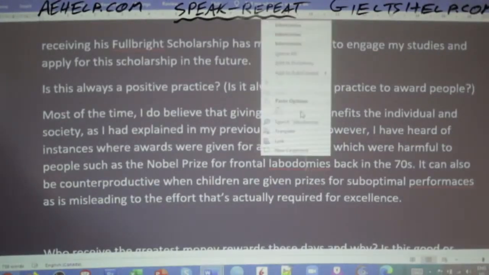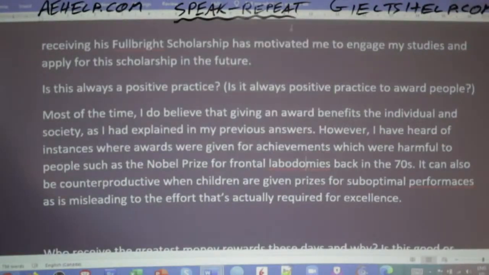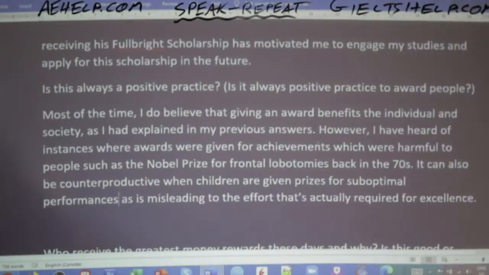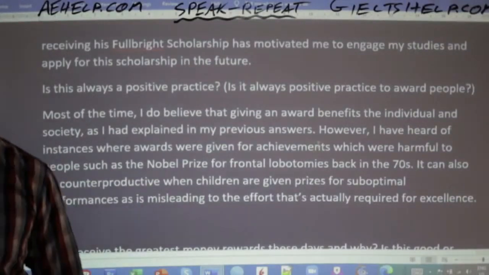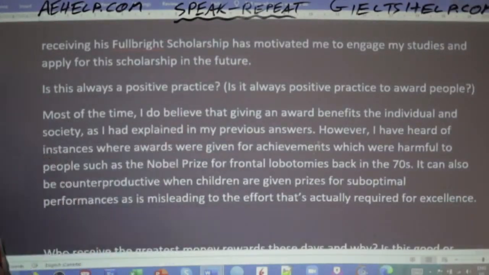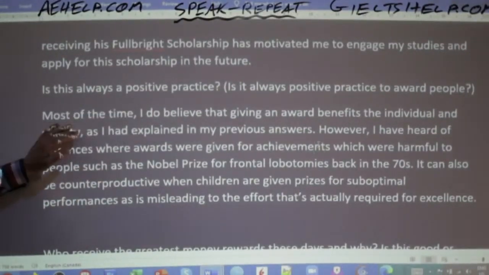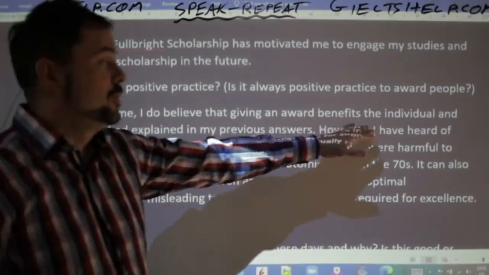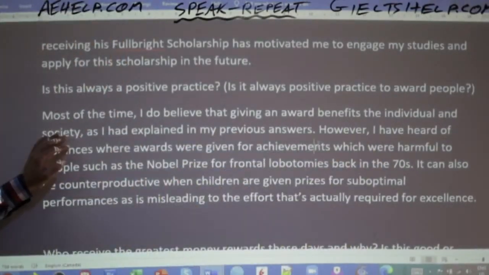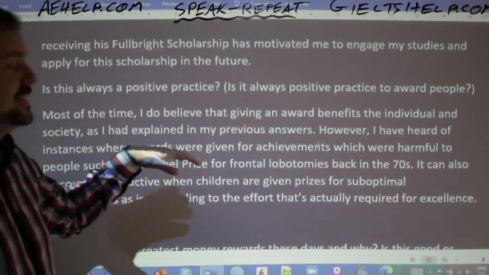So maybe a little bit of personal opinion in here as well, but this is true, and I thought I would kind of share this information with you at the same time on how you can express yourself. All right, so here we go. Is this always positive practice? Repeat after me. Most of the time, I do believe that giving an award benefits the individual and society, as I had explained in my previous answer.